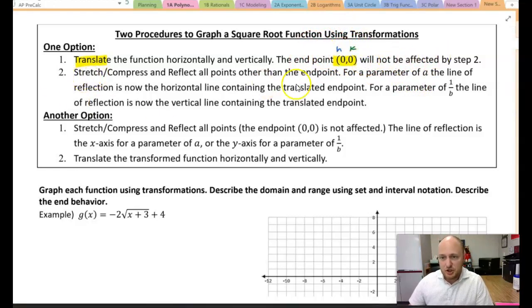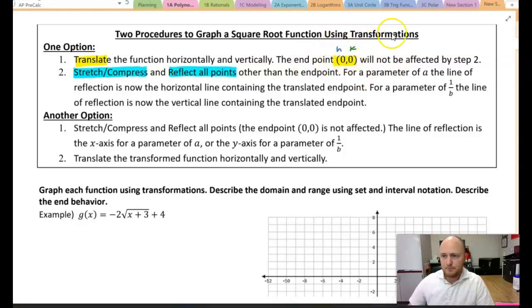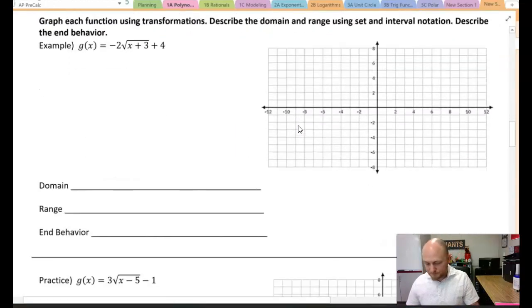Thus, I'll just stretch, compress, and or reflect all the other points. And I just graph them using my endpoint or my anchor point, as I call it, to build in those transformations, okay? You can use the other option where you stretch and compress all the other points and then translate them, but I think that's a little bit tedious. And I'll show you what I mean here in example 1.